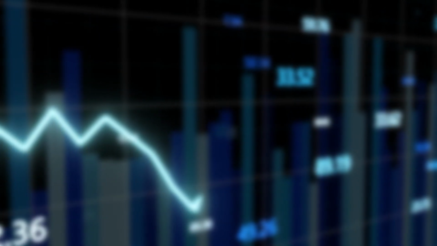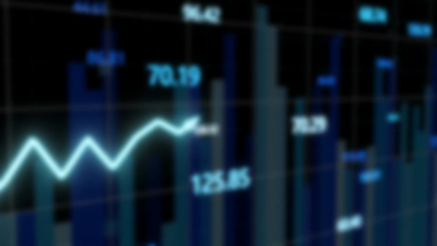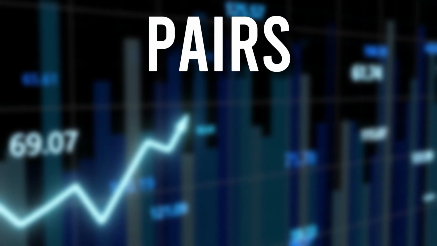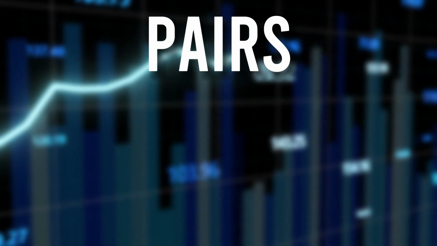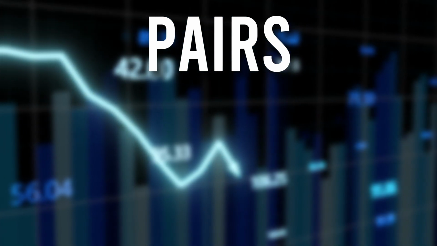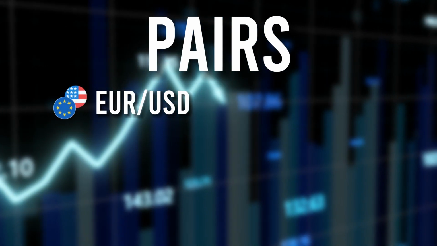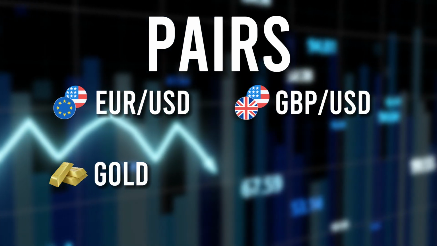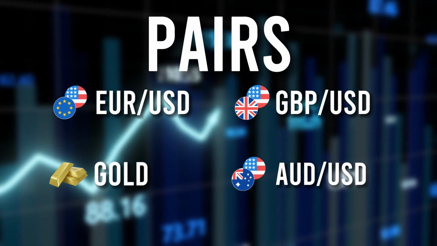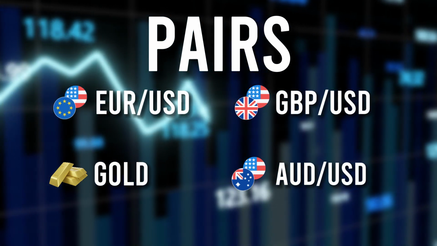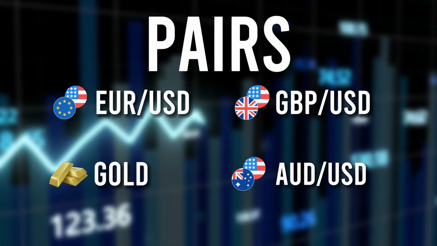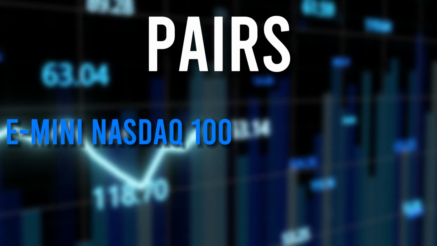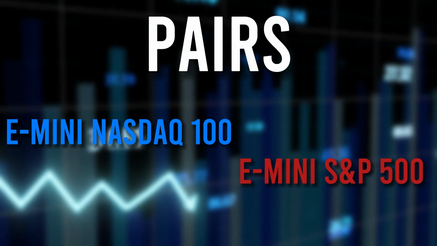But what do we look for, right? Well, firstly, let's establish which pairs you should choose to trade this strategy on. I myself recommend the major currency pairs, such as the Euro USD, the GBP USD, gold, and AUD USD. Those are some of the biggest and most traded currencies around the world, and I would stick to those. And as for futures traders, like myself, stick to the E-mini Nasdaq 100 and the E-mini S&P 500.